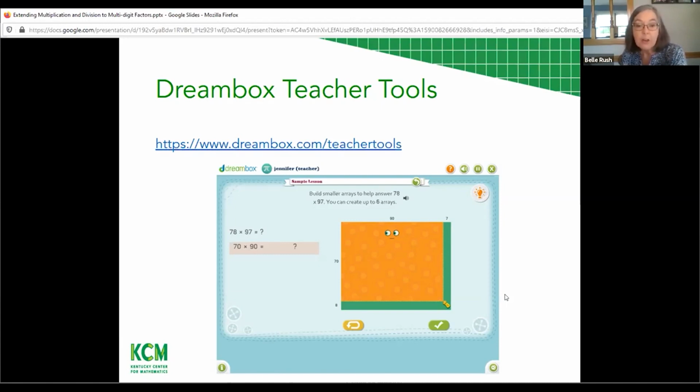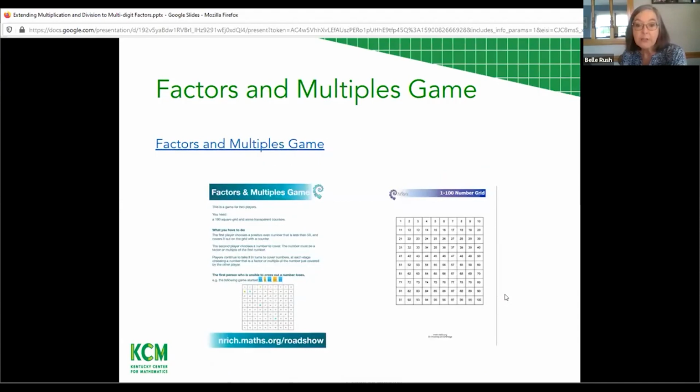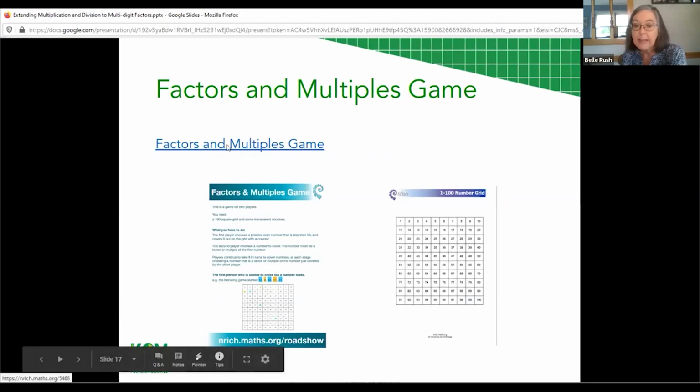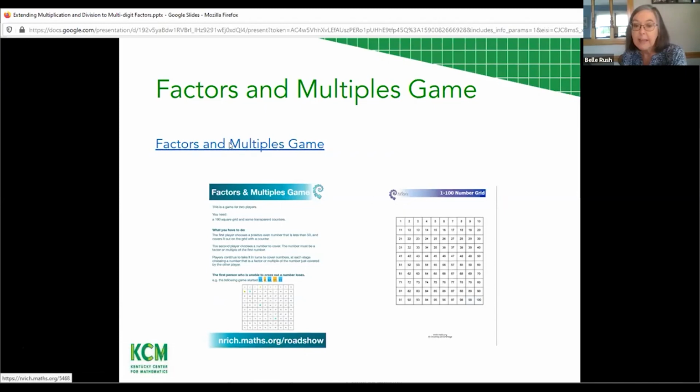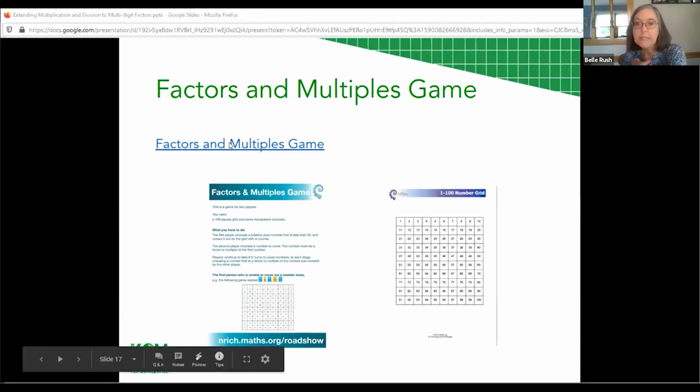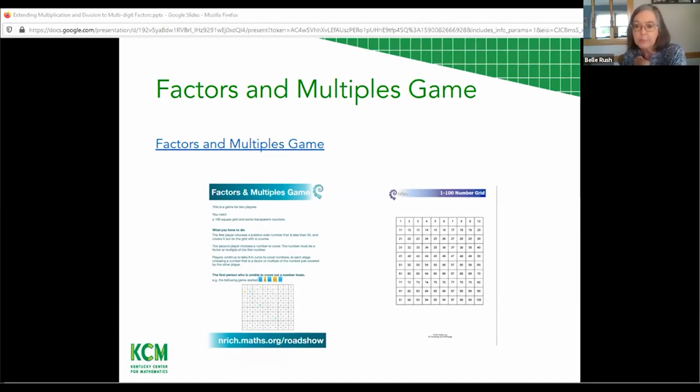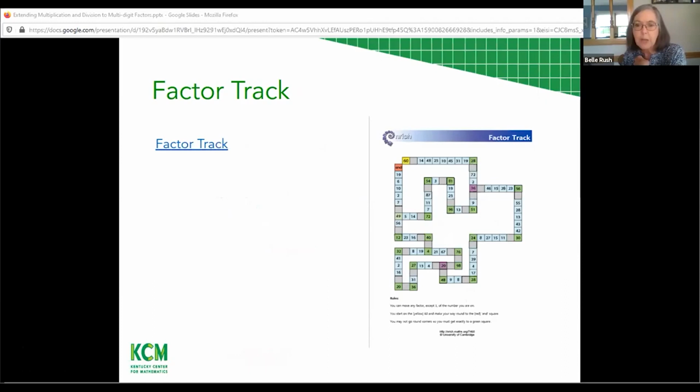All right, and then there's also factors and multiples. I've included this game in your packet, but there's also a link there. I hope we could go to that link, but I guess I'll try. I don't think it's going to show up on your screen. But actually, Lisa showed this same activity yesterday, if you attended her session yesterday or the day before. Are you all seeing that screen, that game? Probably yes. Oh, we can see it. Okay. Wonder why that one shows up, but not Dreambox.